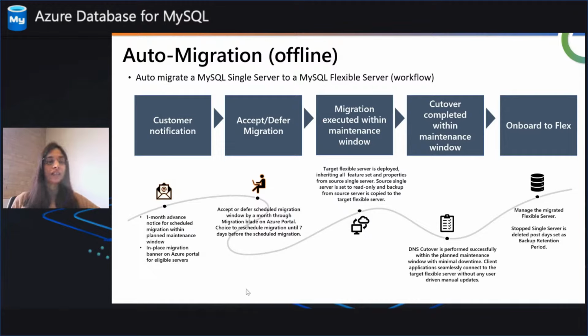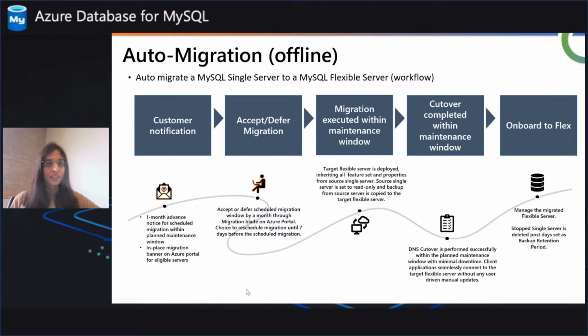Next, you could either navigate to the dedicated migration blade, which is only visible when you are scheduled for an auto migration, or you could leverage the Azure portal banner on the overview page to review the auto migration details. You can accept or defer by a month. The choice to reschedule migration is given to you until 7 days before the scheduled migration, post which we lock the migration details so that we are able to plan better for scheduling your migrations within the planned maintenance windows.